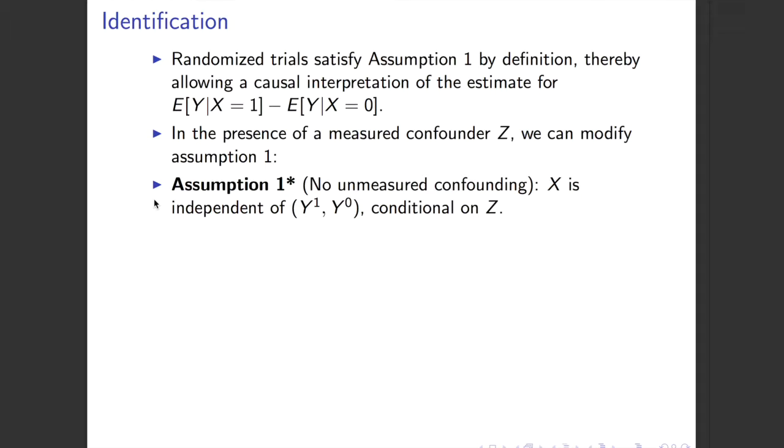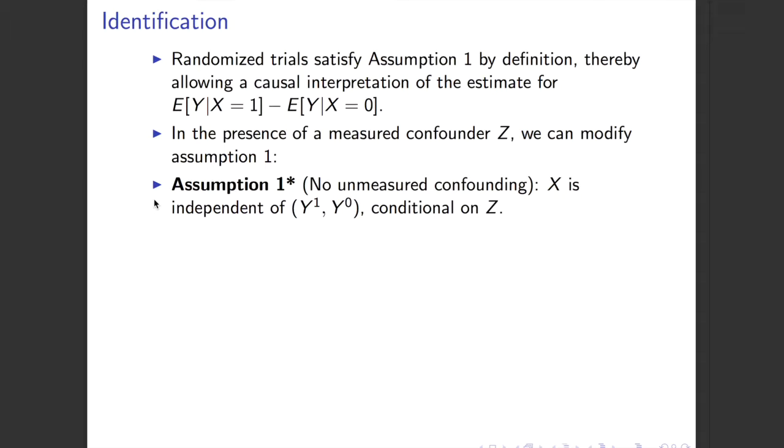We call this no unmeasured confounding. So X is independent of your counterfactual outcomes conditional on Z. What this means is that if you stratify by Z, then within those Z values, it's a coin flip whether you receive treatment or not. Whereas if you didn't condition on that, if you looked at the marginal, then Z might be the reason for the effect. If you haven't measured it, you wouldn't know that.